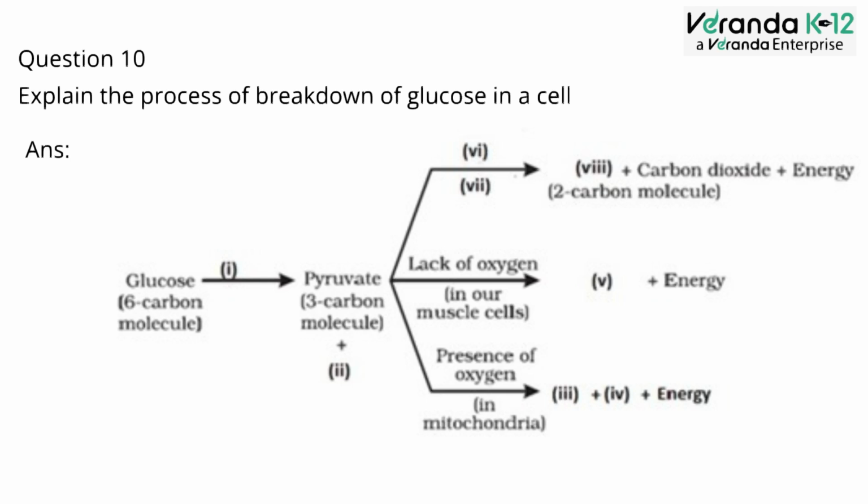Pyruvate in our muscle cells, when there is lack of oxygen, gets converted to lactic acid and gives energy. Lactic acid is a 3-carbon molecule. Pyruvate in mitochondria, in the presence of oxygen, gets converted into carbon dioxide, water and gives energy.